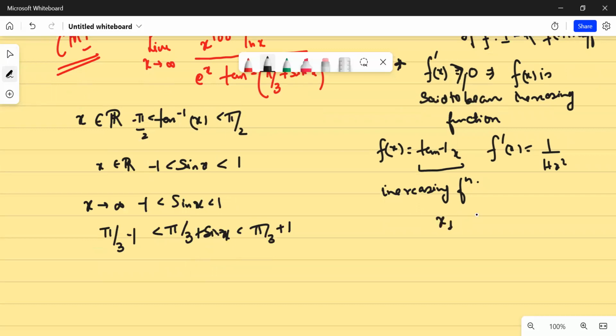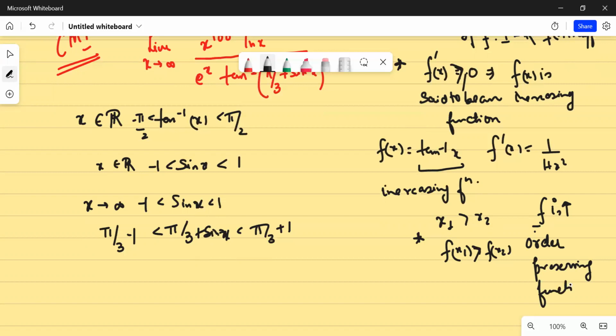And since tan inverse x is an increasing function, another definition of an increasing function is that if x1 is greater than x2 and f is increasing, then f of x1 is greater than f of x2. Whenever I say it is increasing, keep in mind these are order preserving functions. By order preserving I mean that in whichever way your arguments are ordered, if you apply the function over them, the function will maintain the same order. Is that clear?